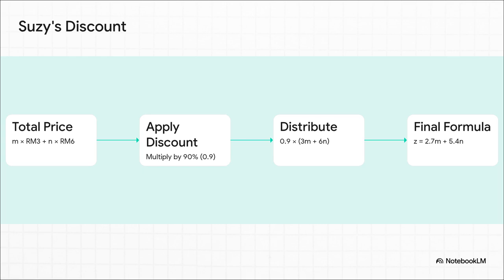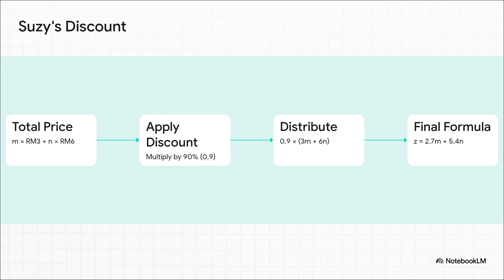Let's say Susie is having a grand opening and giving a 10% discount on all cakes. We need a formula for the final selling price. Let's call it Z. Step 1, we just multiply the items by their price, 3M plus 6N. Step 2, we apply that 10% discount. Now, if you're taking 10% off, you are actually paying 90% of the original price, right? So we multiply the whole shebang by 90%, or 0.9.